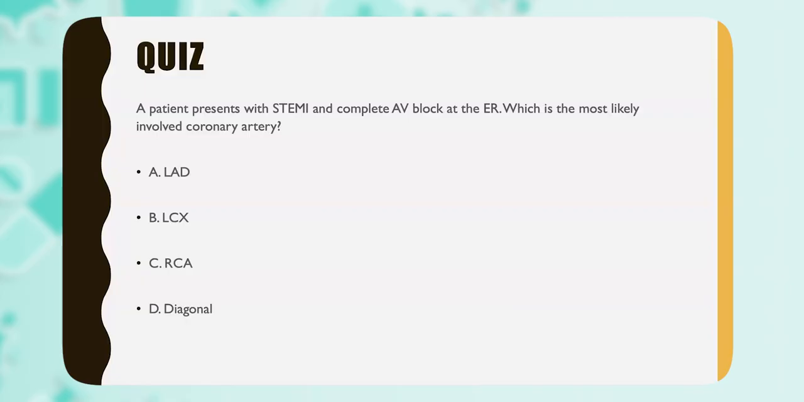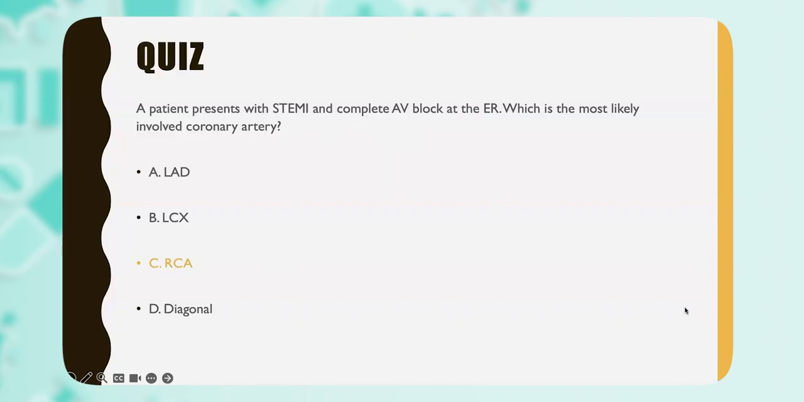Right coronary artery. Yeah, you're right. The AV node is mostly, majorly supplied by the right coronary artery. And hence, if nothing is mentioned about what kind of STEMI it is, inferior, anterior, whatever, if it comes with a complete AV block, most likely it is RCA, right?